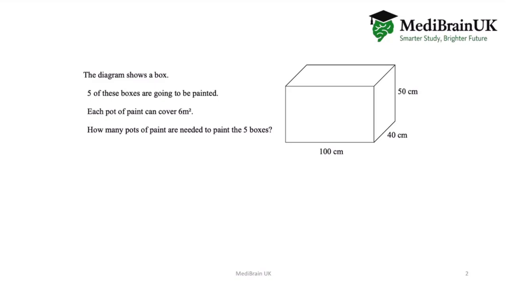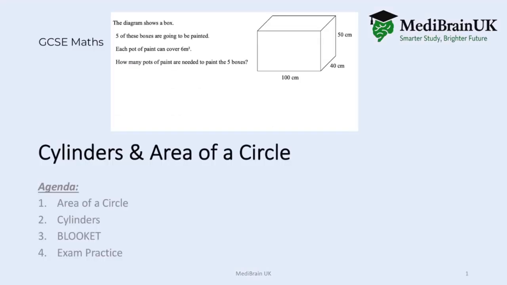So what we're going to have to do is work out the surface area of each of these boxes, and then work out how many pots of paint we're going to need. We know that 1 pot of paint is going to cover 6 meters squared. The title of today's lesson is cylinders and the area of a circle, and that's what we're going to look at in today's lesson.